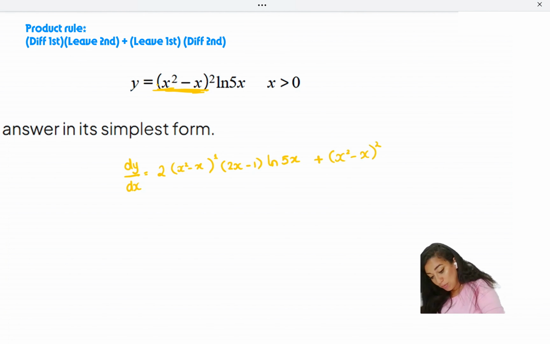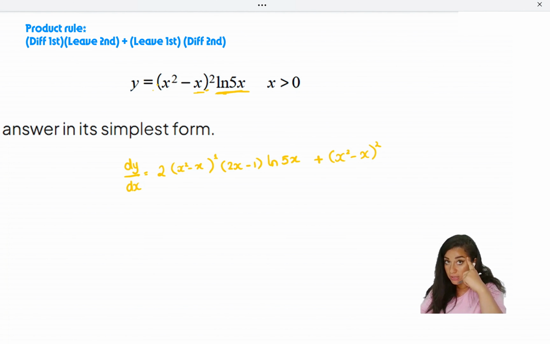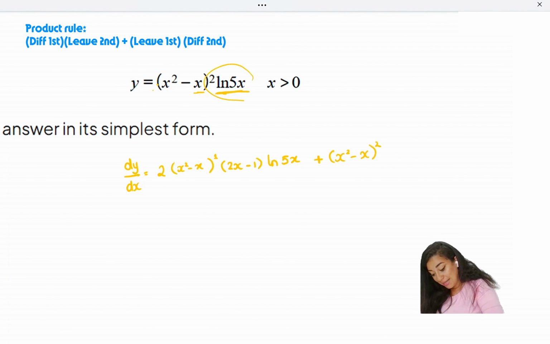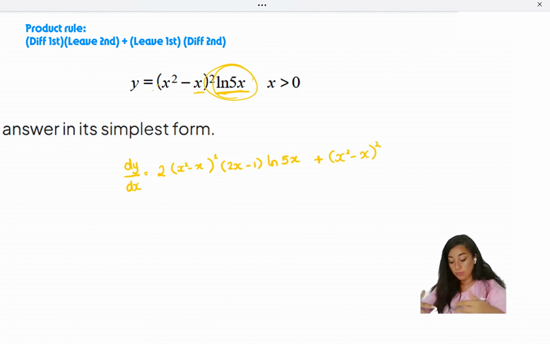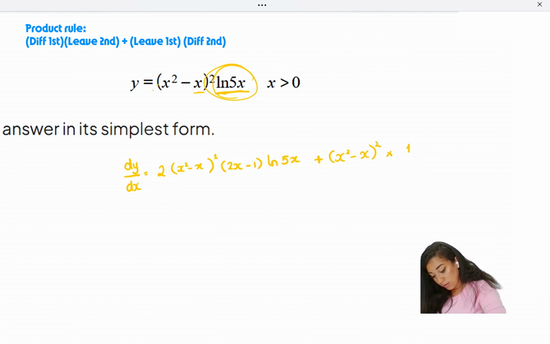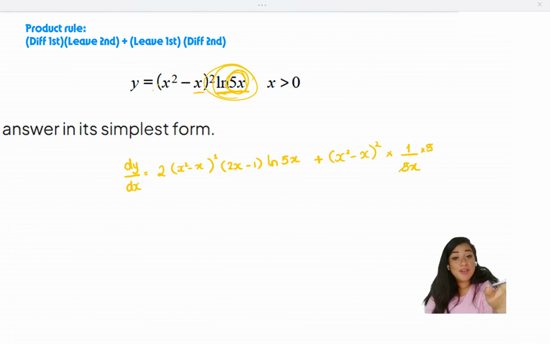Differentiate the second. Now, when I come to differentiate this ln, it's not just ln x, it's ln 5x. So you're thinking chain rule. Same thing. If I differentiate ln generally, it will be 1 over x. So if I differentiate this, it's going to be 1 over 5x. Now, if I differentiate the inside, 5x, what do I end up with? 5. So times 5, and then they'll cancel. Now we've done it. What are we going to do? Clean it up. Let's go.